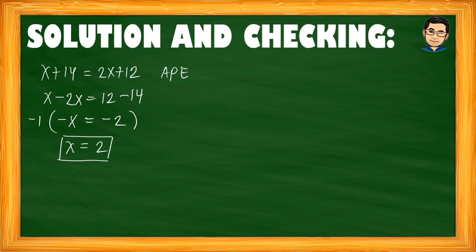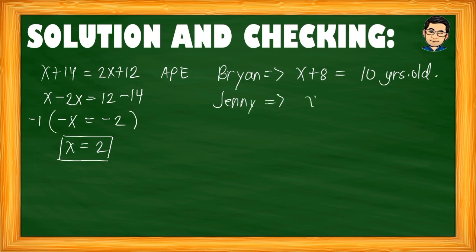So, based sa representation natin kanina, Brian is 8 years older than his sister Jenny. So, magiging x plus 8. So, kung isa-substitute natin yung value of x, which is 2, Brian is 10 years old now. What about Jenny? So, si Jenny, yung value ng x, which is 2 years old. So, yan po ang present age ng magkapatid. So, 10 years old and 2 years old, kitang-kita naman na 8 years yung kanilang gap.